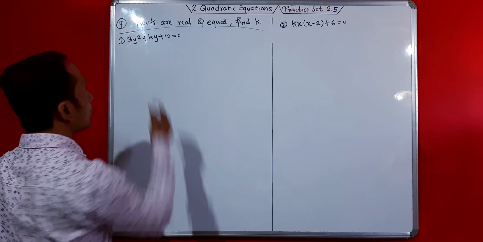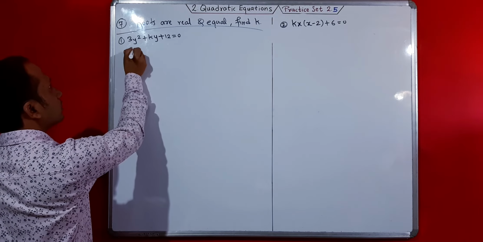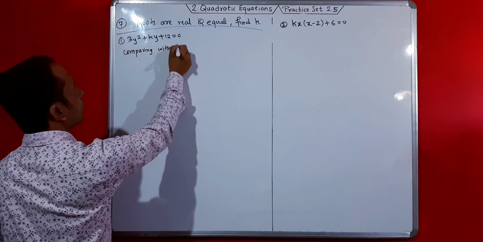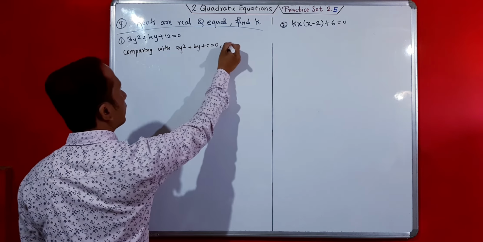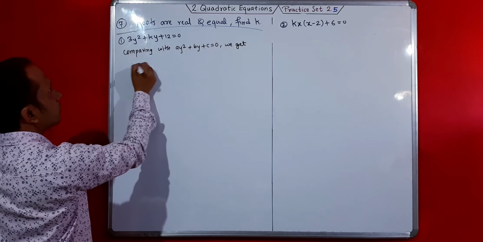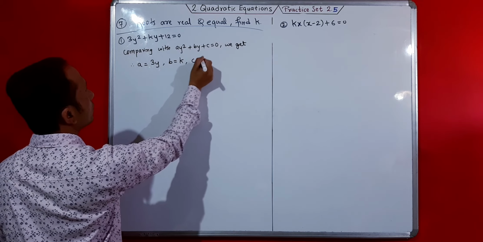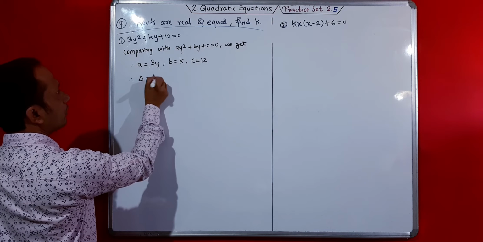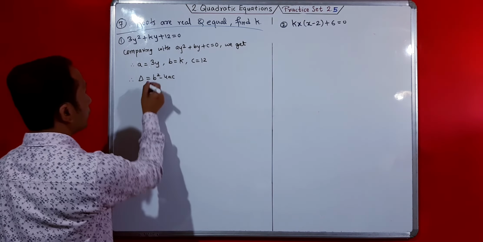So 3y square plus 3k plus 12 is equal to 0. Comparing with ay square plus by plus c is equal to 0, you have to use the same method. We get, what is the given? Therefore a is equal to 3y, b is equal to k, and c is equal to 12. So you know that delta is equal to b square minus 4ac. This is the discriminant, and we have to find the value of discriminant.